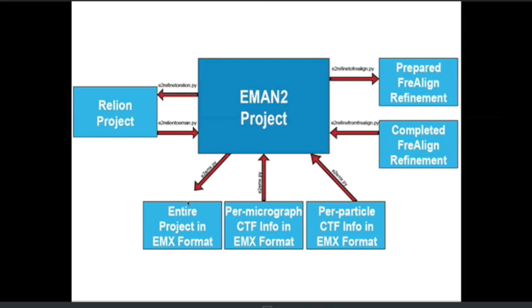As I mentioned before, we've added some intercompatibility between EMAN and some other packages. So it's now possible, if you've done a refinement in RELION, to run one program. It'll take all the RELION information, convert it into an EMAN2 project, and then you can run an EMAN refinement as a comparative study. Or vice versa, once you've done a refinement in EMAN, you can generate a RELION refinement directly from that.